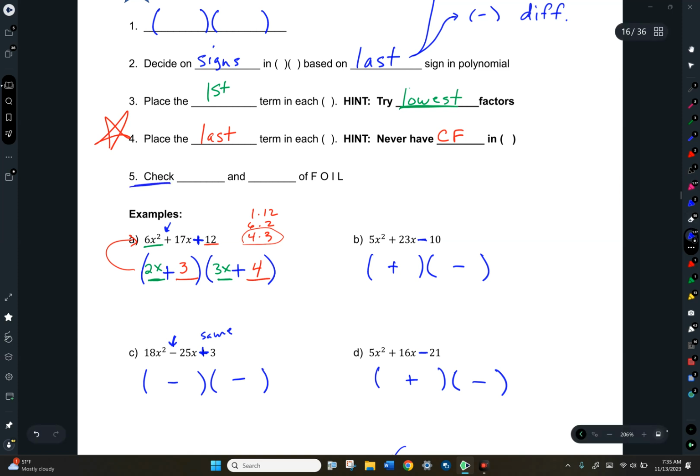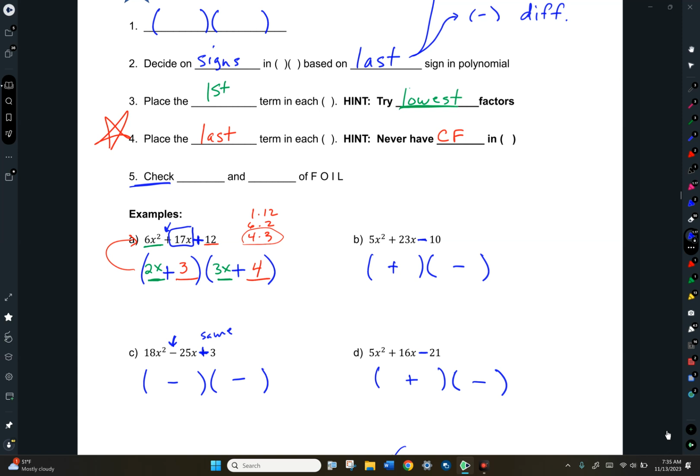All right, so in order to check it, you don't have to multiply the whole thing. You don't have to do FOIL and see if you get 6x squared plus 17x plus 12. Because I already know it's going to be 6x squared. That's why I chose the 2x and 3x. And I already know that the last is going to be 12. That's why I chose the 3 and 4. What I don't know, here's the check. I don't know that the outer and inner will give me 17.